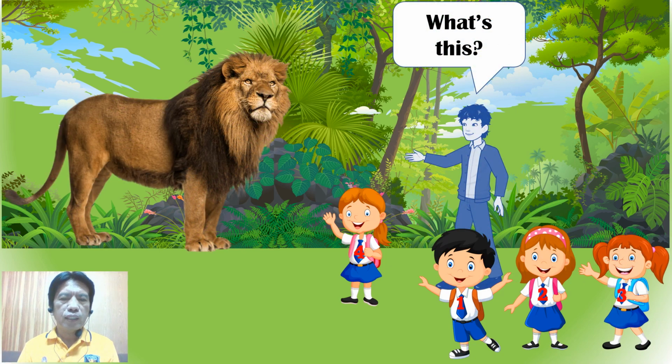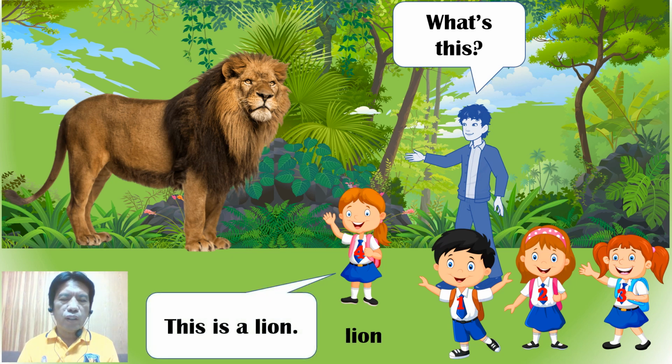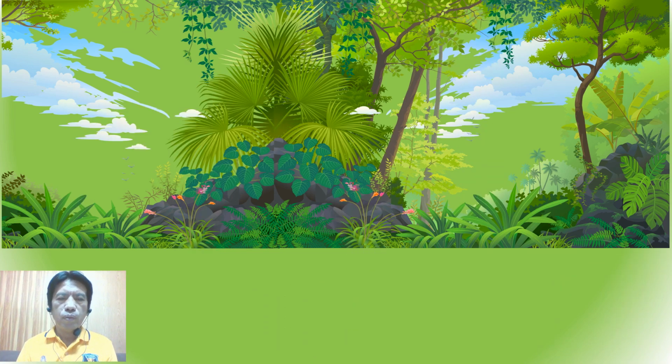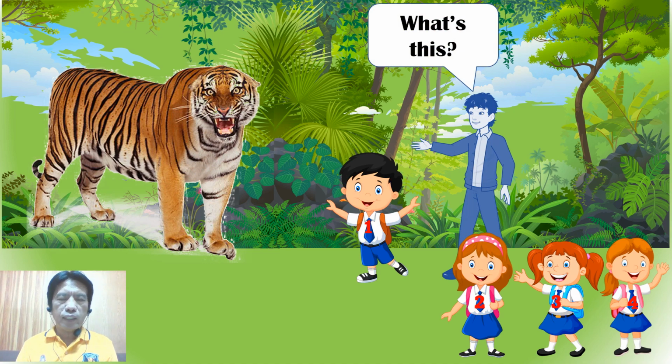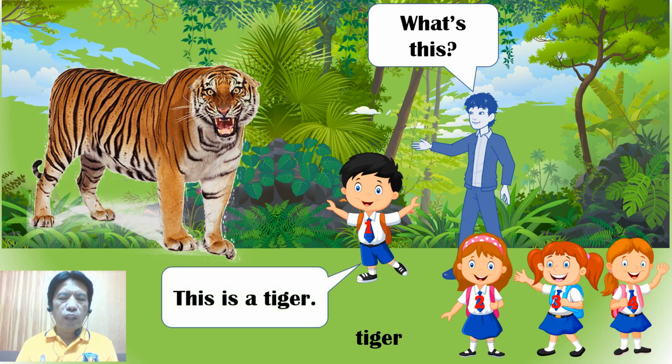What's this? Lion. Again, lion. This is a lion. One more time. This is a lion. It's your turn. What's this? Great job. What's this? Tiger. Again, tiger. This is a tiger. One more time. This is a tiger. It's your turn. What's this? Very good.